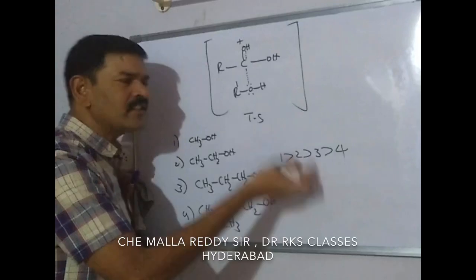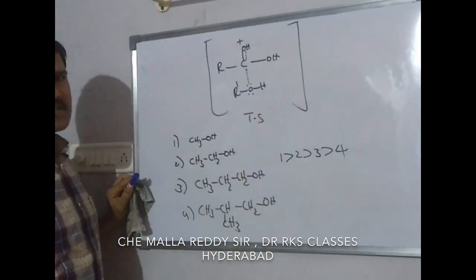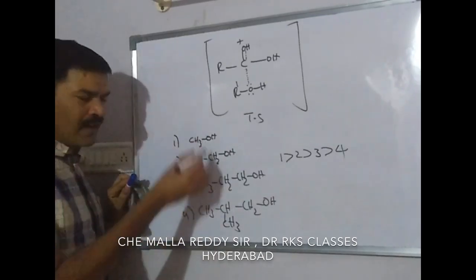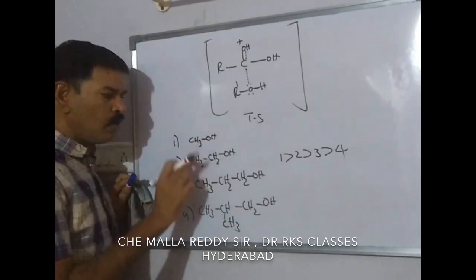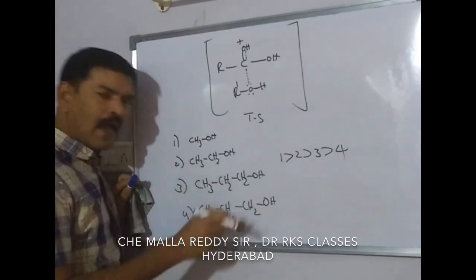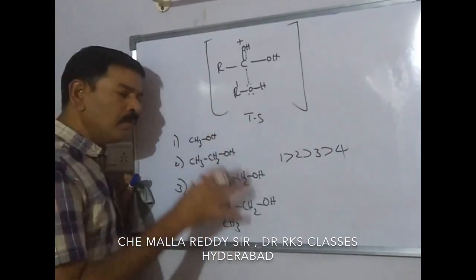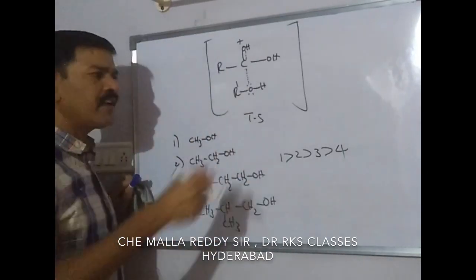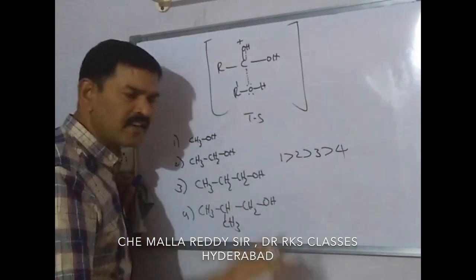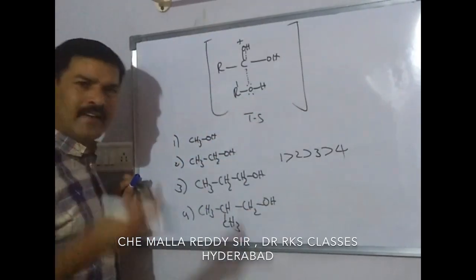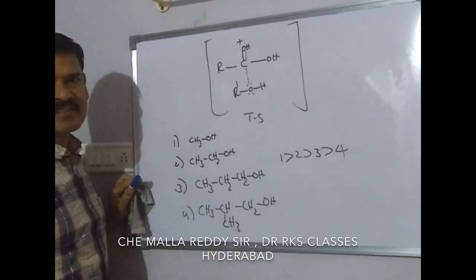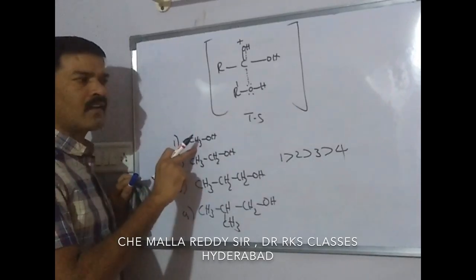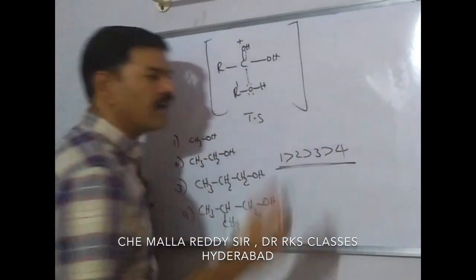So the reactivity depends on the stability of the transition state. Transition state stability depends on the steric factor. Here bulkiness increases: methyl group, ethyl group, propyl group, butyl group. Bulkiness increases means steric factor increases. When steric factor increases, stability of the transition state decreases. When stability decreases, reactivity decreases. A more stable transition state is formed by methyl alcohol. That's why this is the reactivity order.